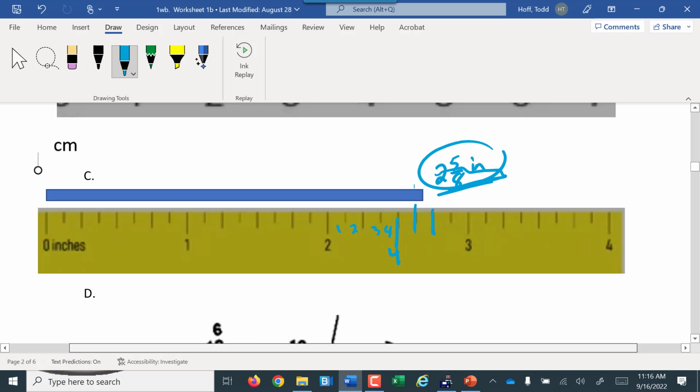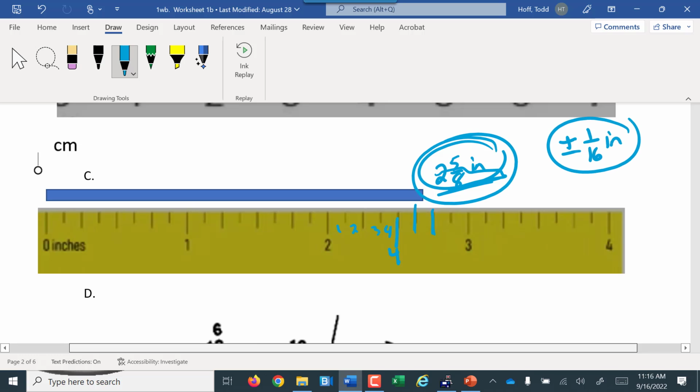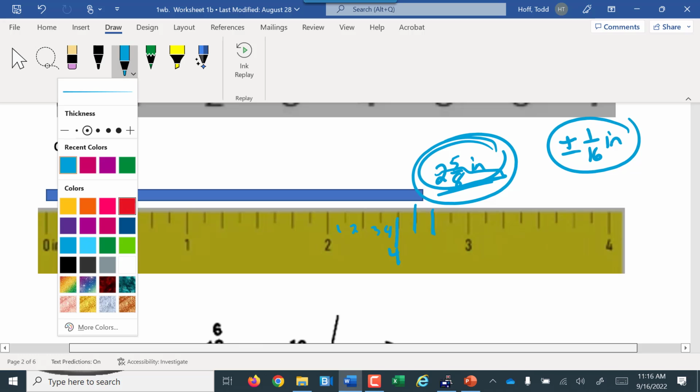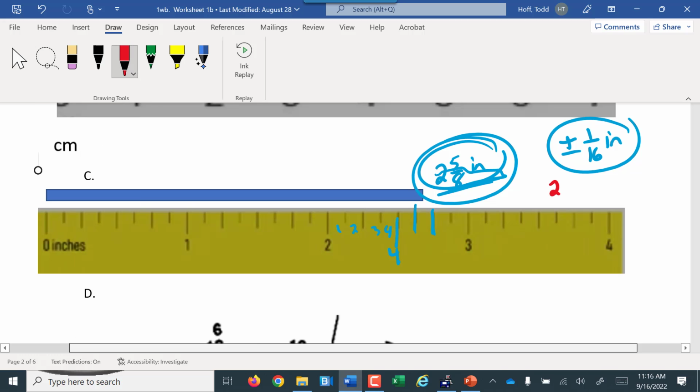What that means is the error is up to half of the degree of precision. So since the smallest division is an 1/8 inch, that means that's plus or minus a 16th of an inch when you measure something. So when you report it as 2 5/8, what you're saying is that's between 2 9/16 inches and 2 11/16 inches. It's somewhere between those two measurements because that's all the precision your measuring device has.